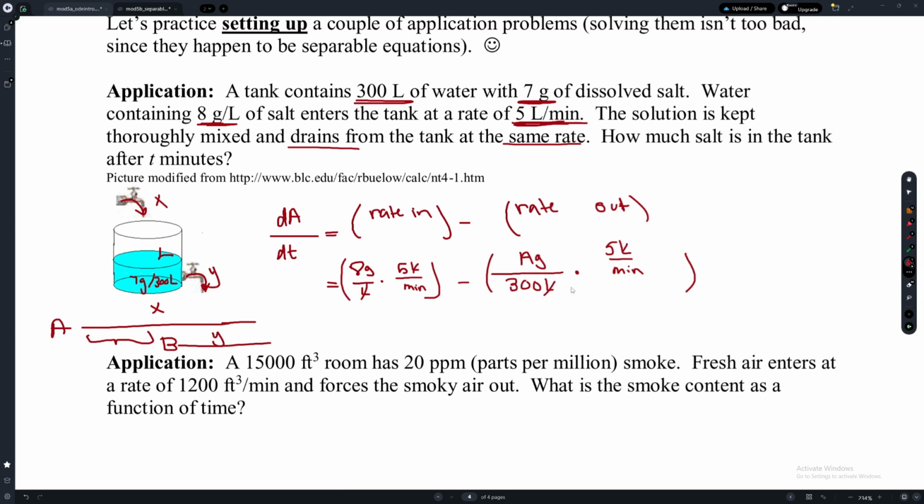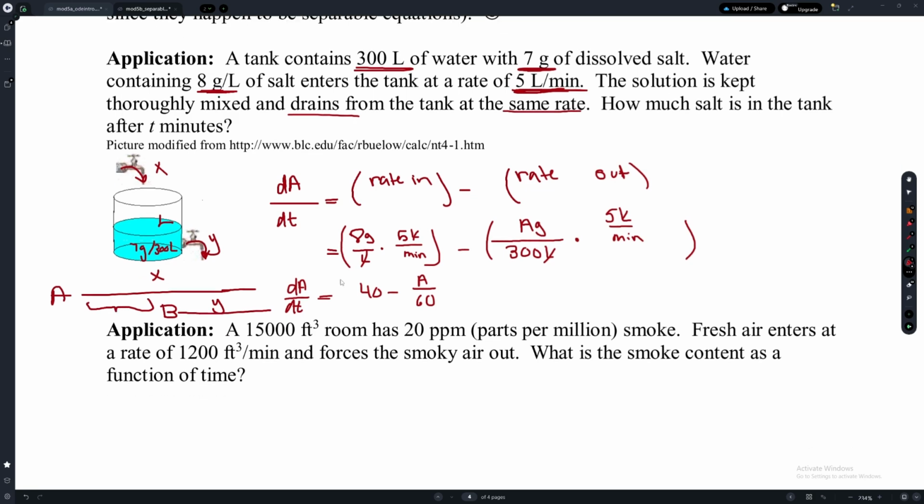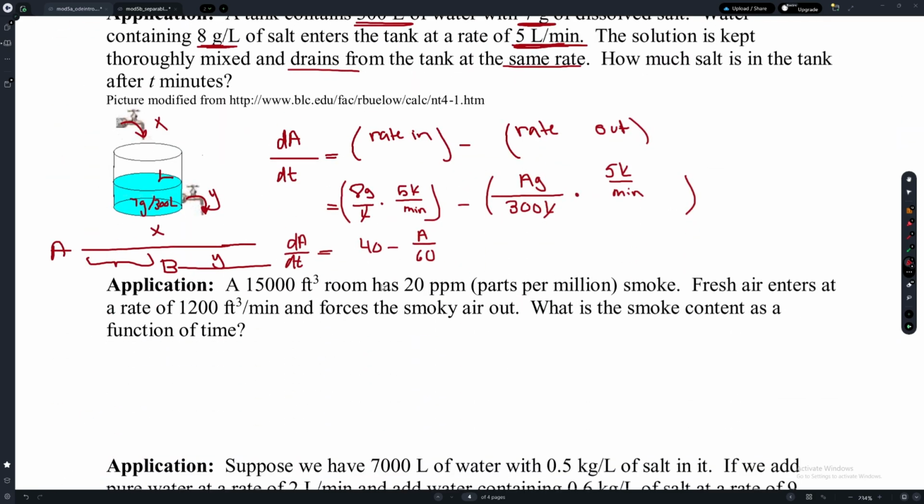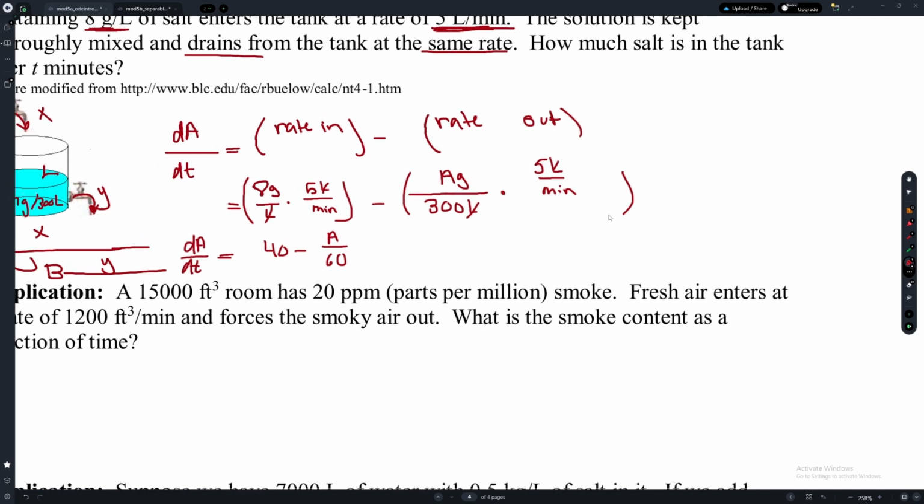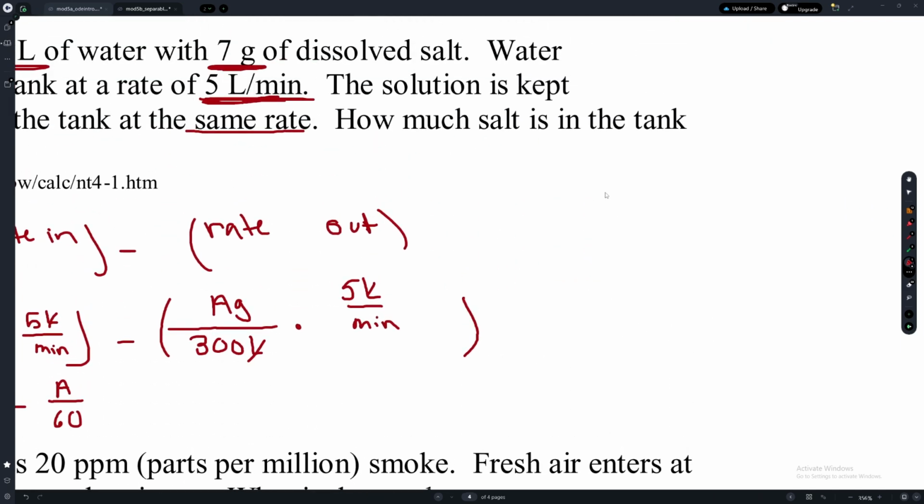5 divided by 300 is 1 over 60. And so we'll have here 40 minus A over 60, and then here we'll have dA over dt. Now I know the prof left it here, but I am going to go more into it. So to give you guys the solution, I'm not going to go for the rest of them. I'm just going to go for this one so you guys get an idea. And so here, if I zoom in, since I already have the equation, I have dA over dt equals 40 minus A over 60.